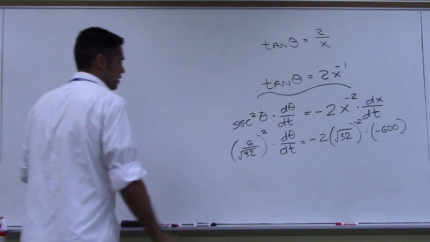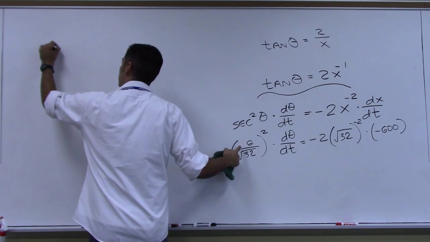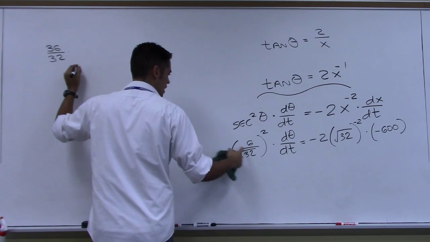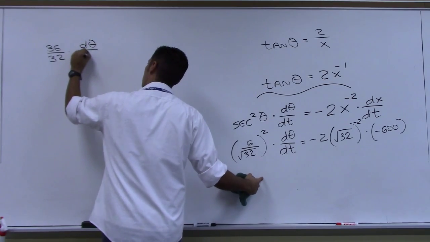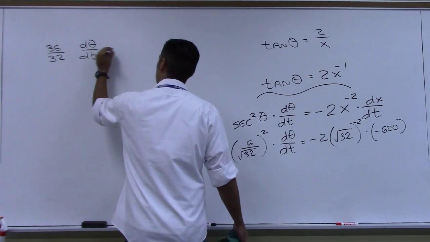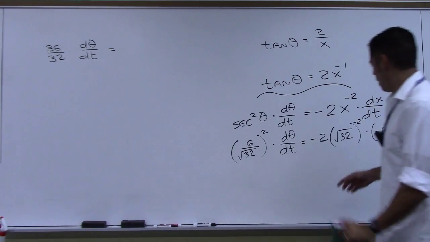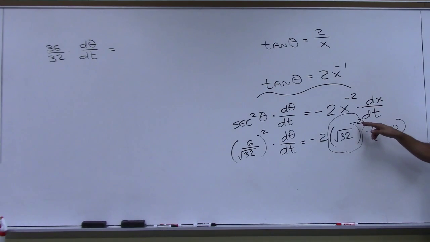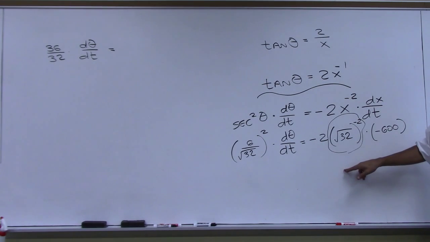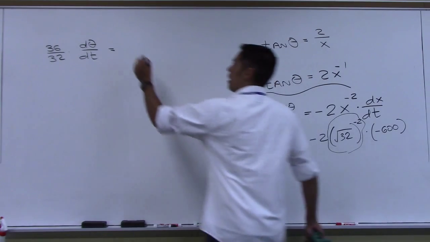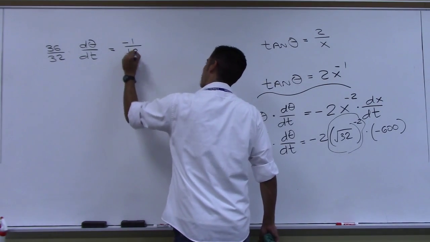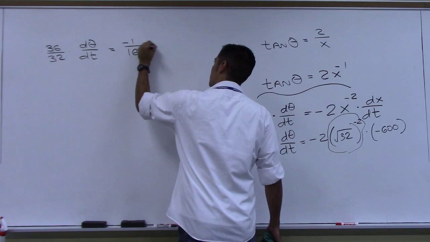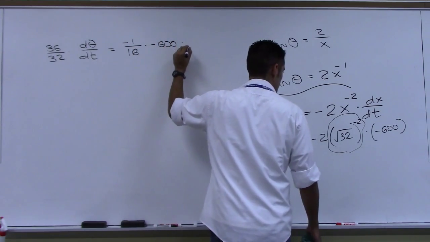Right, so now square this. You get 36 over 32 times d theta dt equals, what is root 32 to the negative 2 equal to? 1 over 32. So you drop it down, then you square it. So this is 1 over 32. What's negative 2 over 32? Negative 1 over 16. Times negative 600 times, oh, that's it, right?